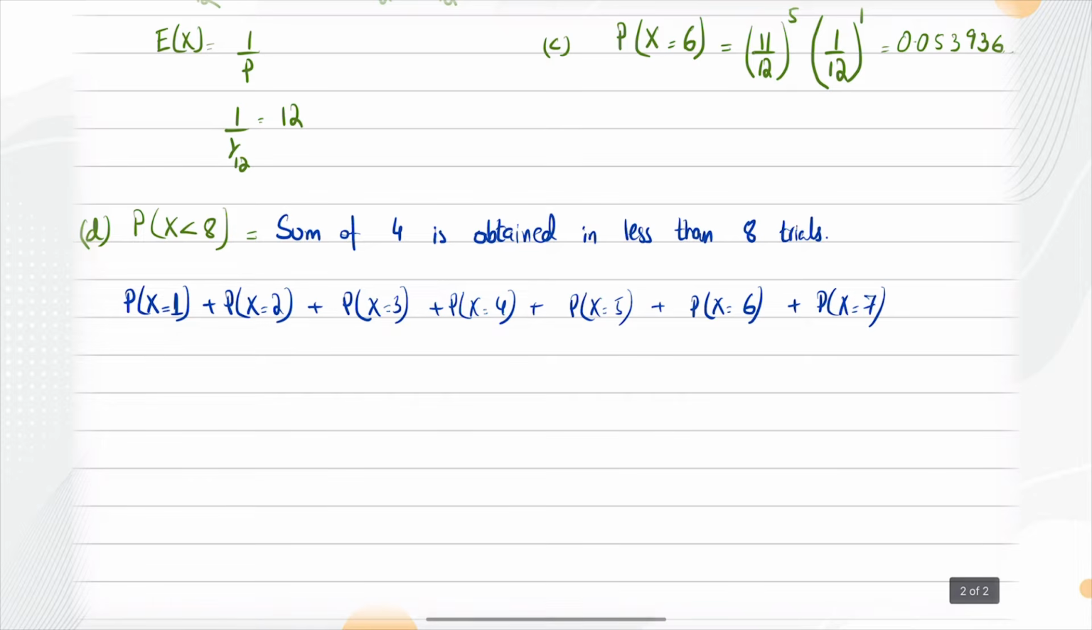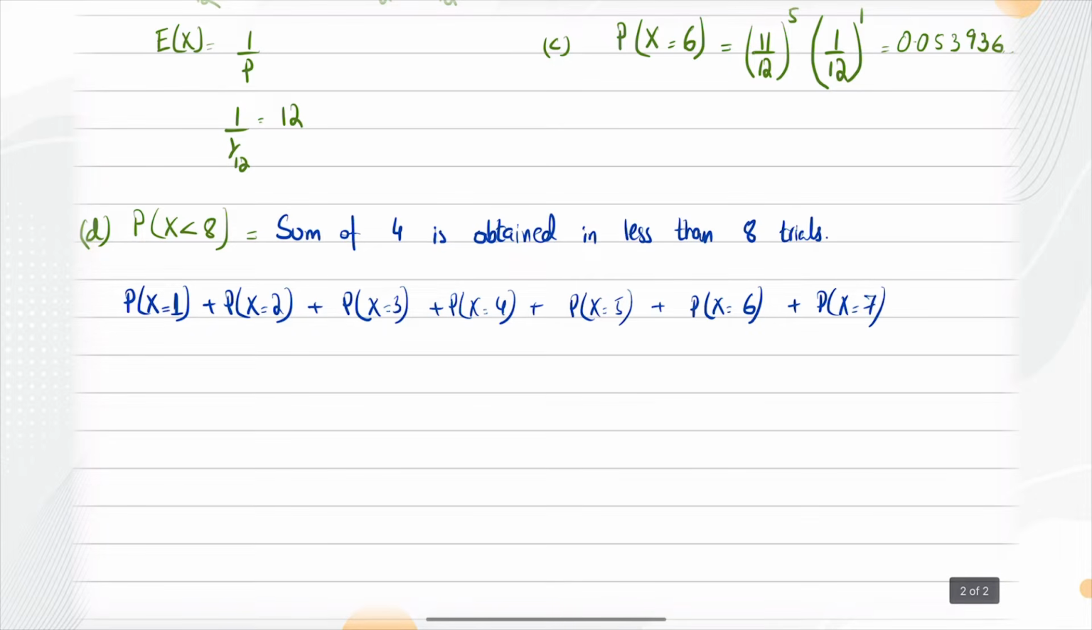Okay. So the probability that a sum of 4 is obtained in less than 8 trials is basically all of this. Let me put it to you this way. It's like you're playing a table tennis match, and you're asked to find the probability that you win against your opponent in less than 8 matches. That is, the first win that you get against your opponent comes in less than 8 matches. So think of the many ways that is possible.